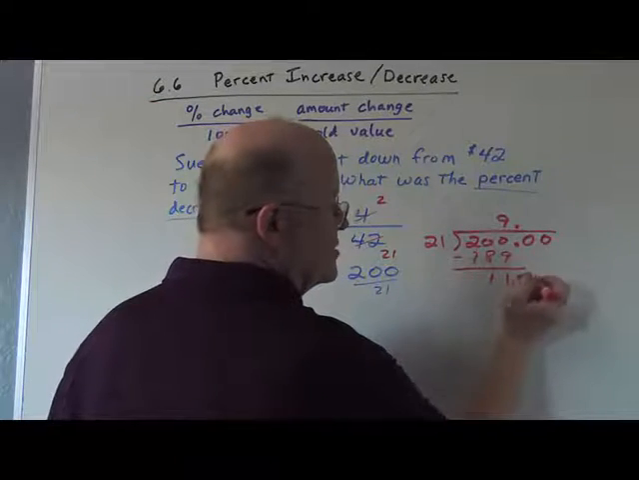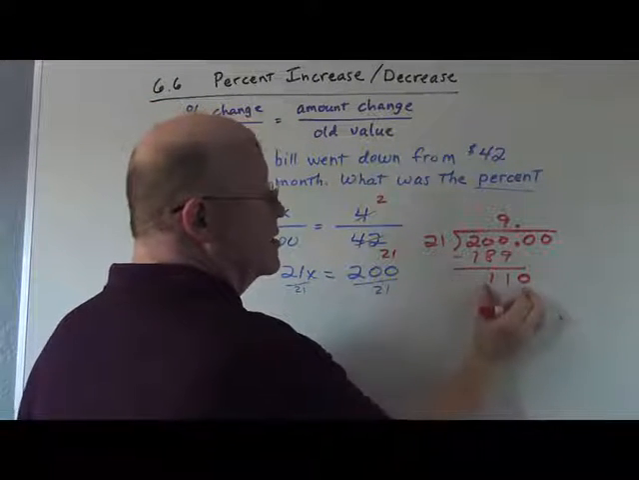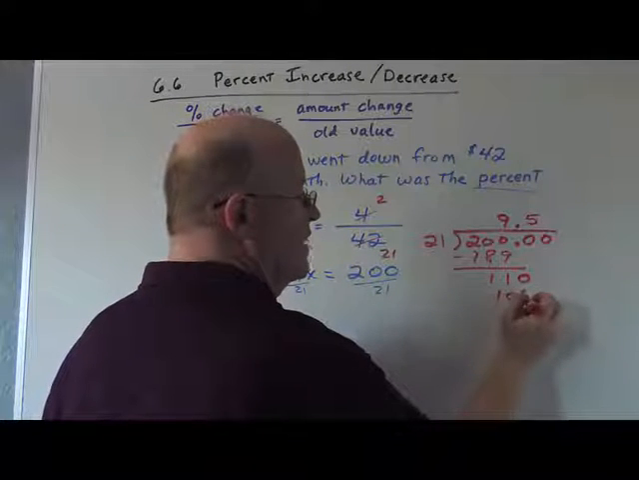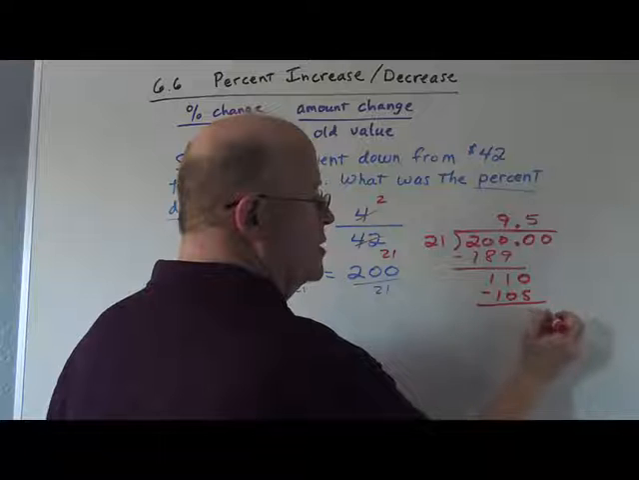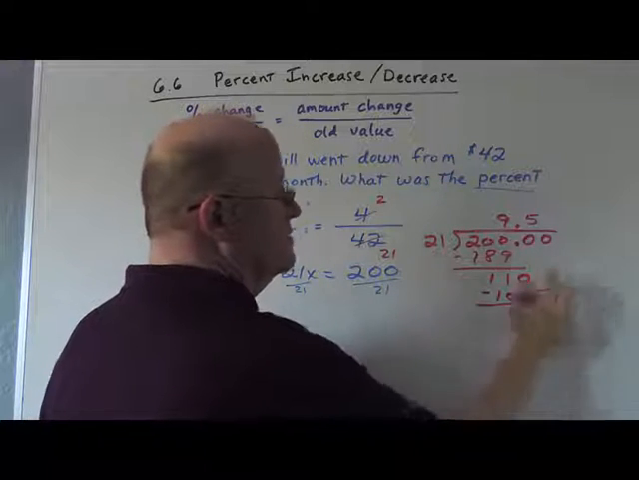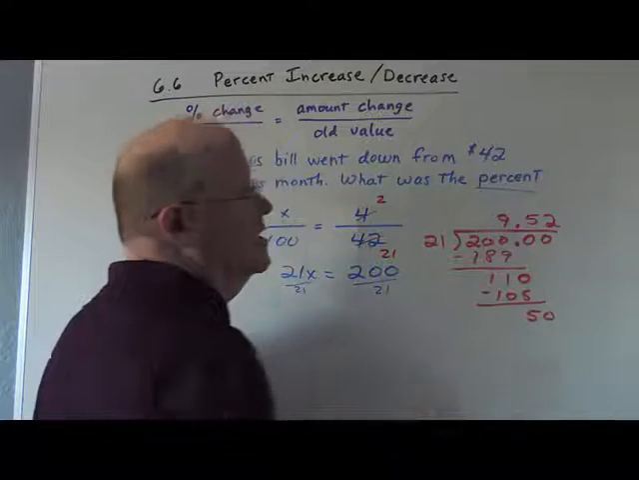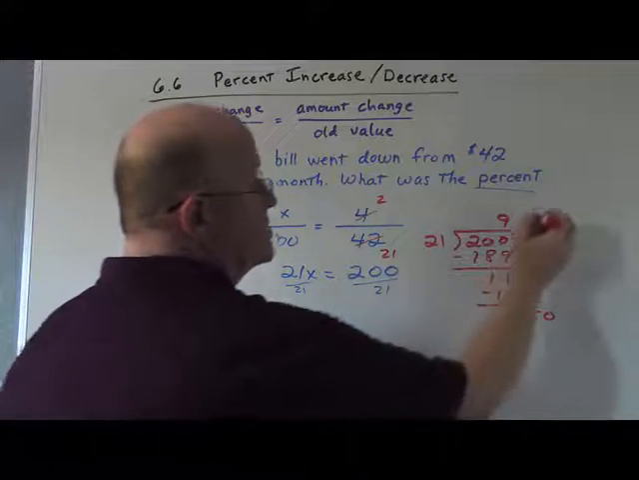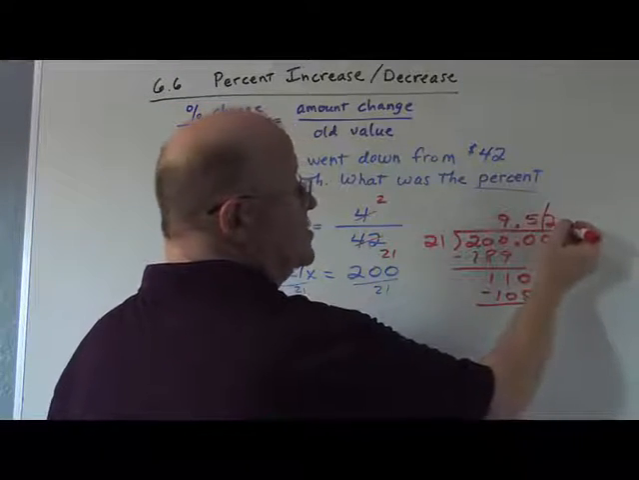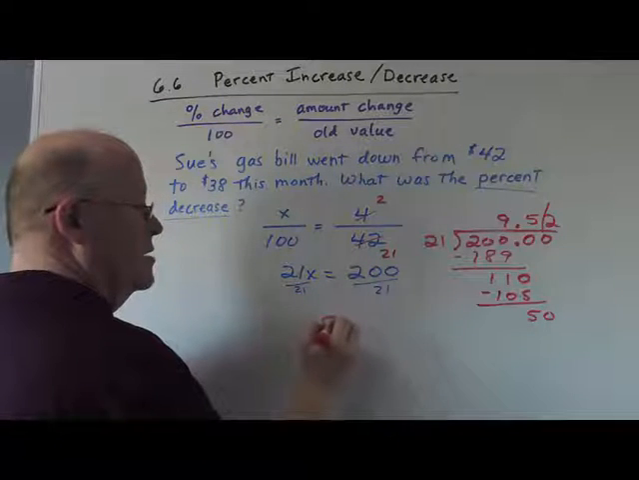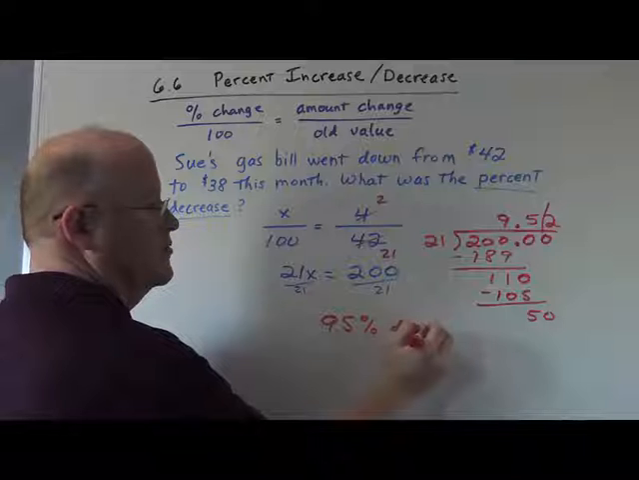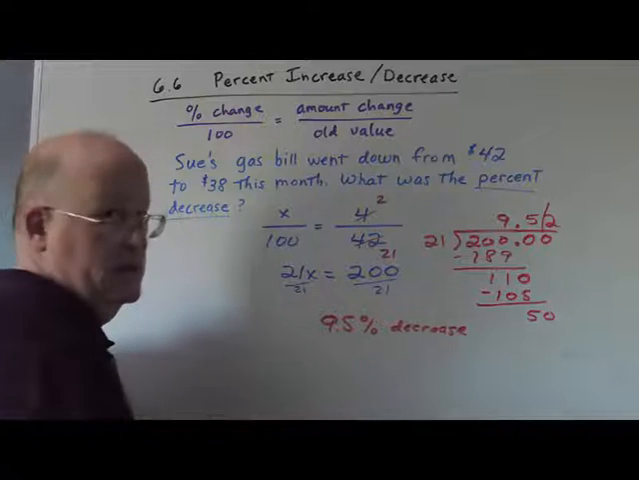So here we go. Let's bring our 0 down. 21 goes into 110 5 times, making 105. And I'm going to go one more position out. 21 goes into 50 2 times. Now, instead of writing this as my answer, I'm going to the nearest tenth of a percent. The 2 would say round down, and we would have that this is a 9.5% decrease in her gas bill.